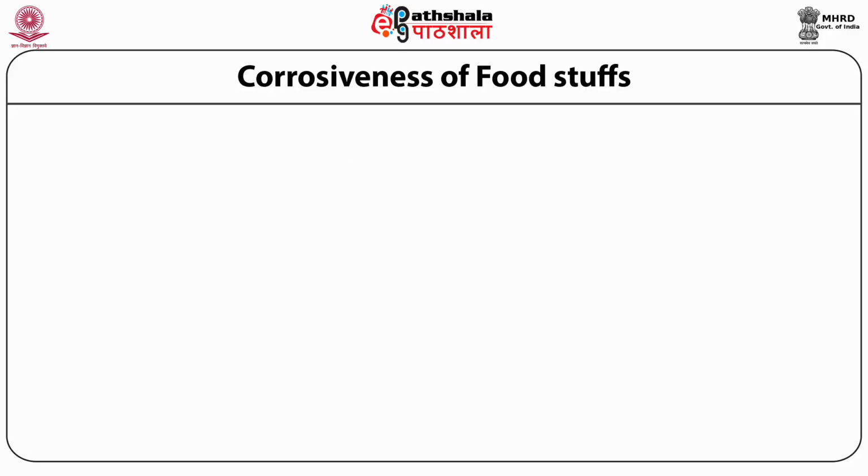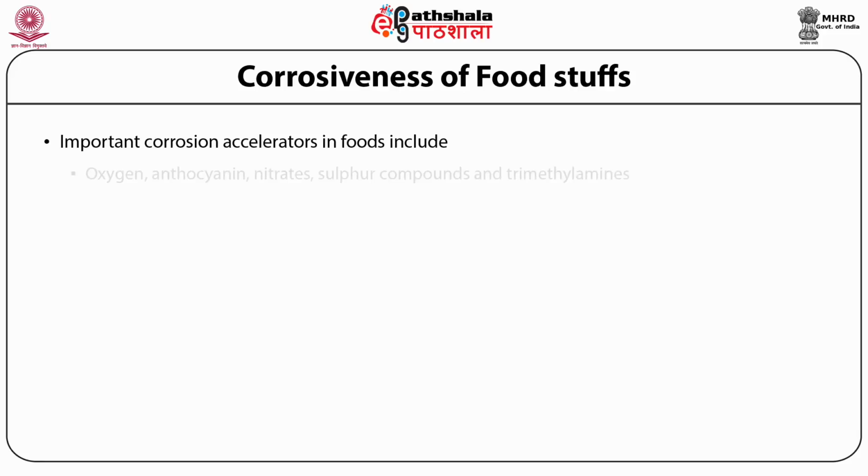Now we will see the corrosiveness of different food products. The most important corrosion accelerators in food include oxygen, anthocyanins, nitrates, sulphur compounds, and trimethylamines.